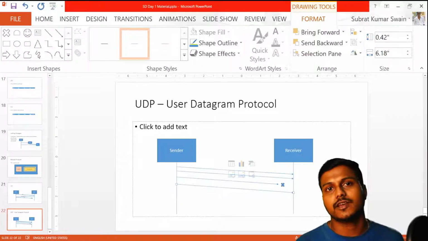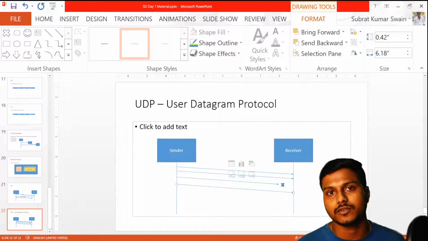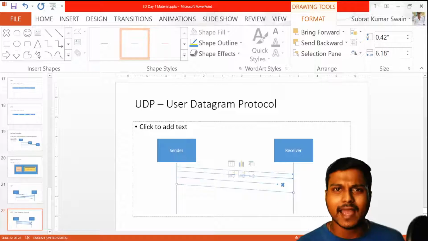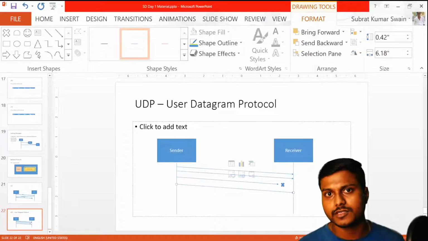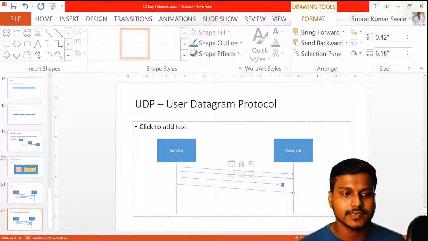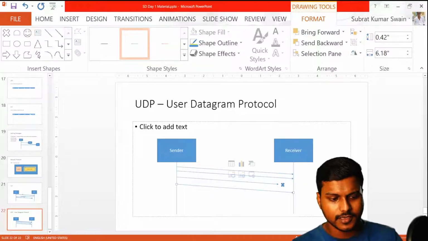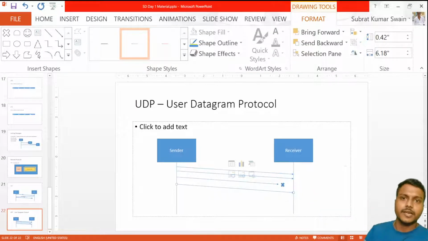TCP is used where you cannot afford losing any data. If you're doing a very crucial operation, let's say banking, you cannot afford losing data, so you go for TCP, not UDP. I hope I'm clear about TCP and UDP and when they are used. Is it clear? Please let me know in the chat. I'm looking at your chat right now. Did you understand how TCP works, how UDP works, and what use cases each is used for?